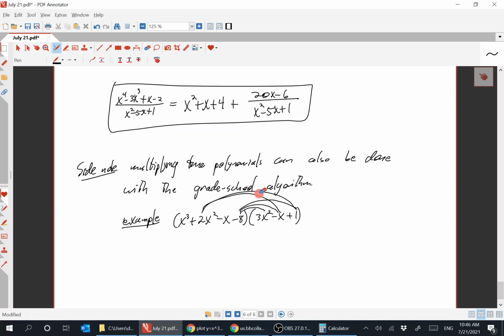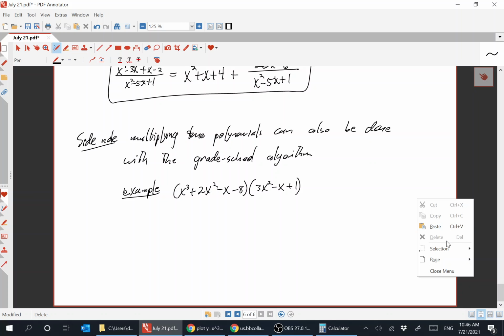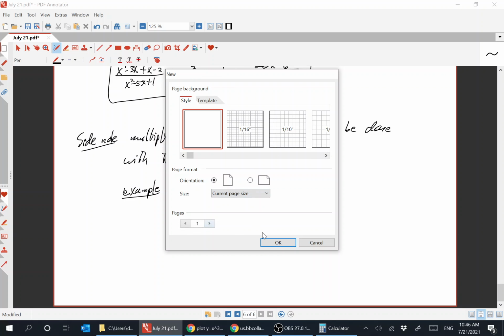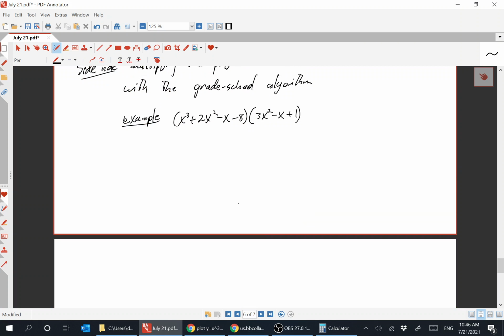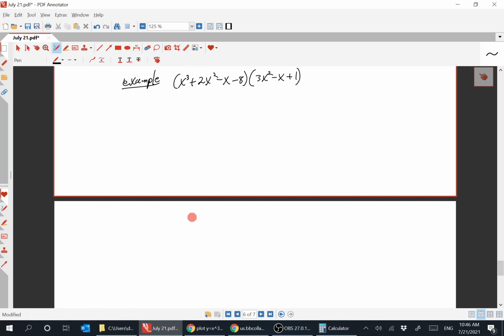But it's a bit of a mess trying to do it that way. It's easier if you use the grade school method. It's easier because it's more organized. It's the same thing. So write it like this: x to the third plus 2x squared minus x minus 8 times 3x squared minus x plus 1. And I'm going to multiply that.